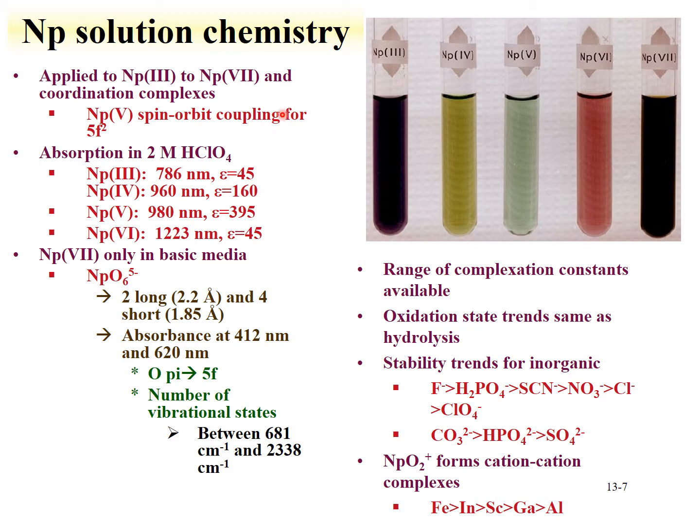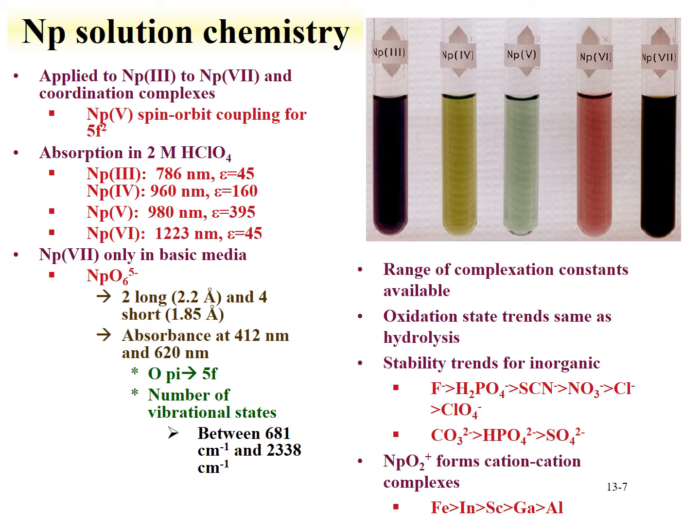Detailed modeling has been explored with neptunium-5, looking at the spin-orbit coupling of the two 5f electrons. Obviously, since the neptunium species are colored, UV visible spectroscopy can be a useful tool in evaluating its speciation. As an example here, in 2 molar perchloric acid, neptunium-3 has an absorbance of around 780 nanometers with an extinction coefficient of 45.